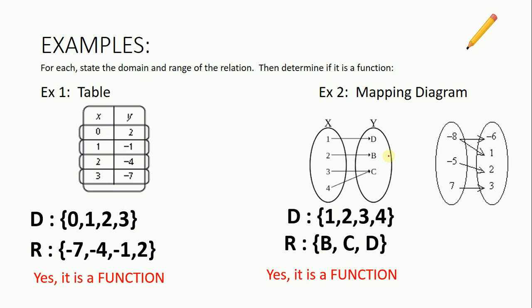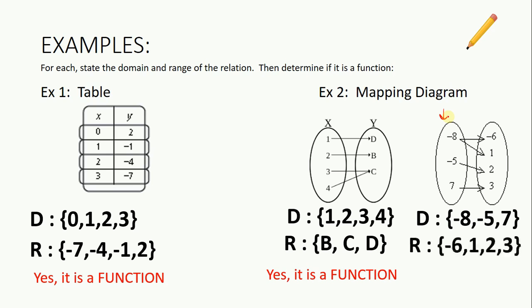Let's look at a different mapping diagram. So I have domain -8, -5, 7. Notice it's the first circle. Range -6, 1, 2, 3. Now, is this a function or not? Notice, guys, how this -8 is going to -6 and to 1. That is not a function because I don't know what number I'm going to get from -8. I could get a -6 or I could get a 1. That's not right. That's the broken pop machine.